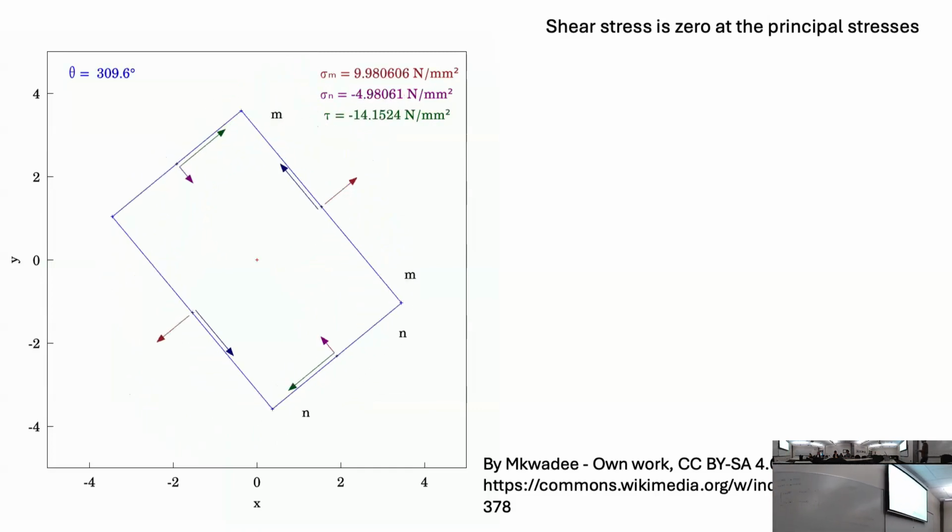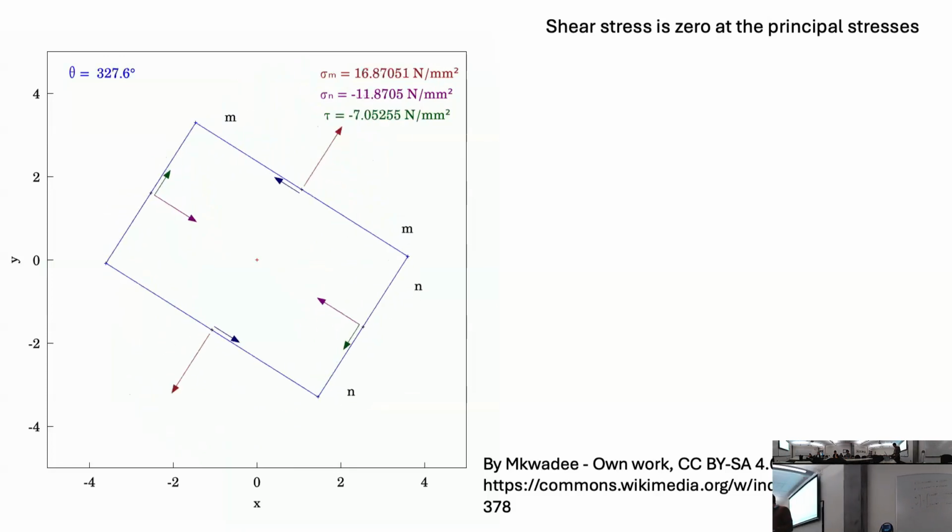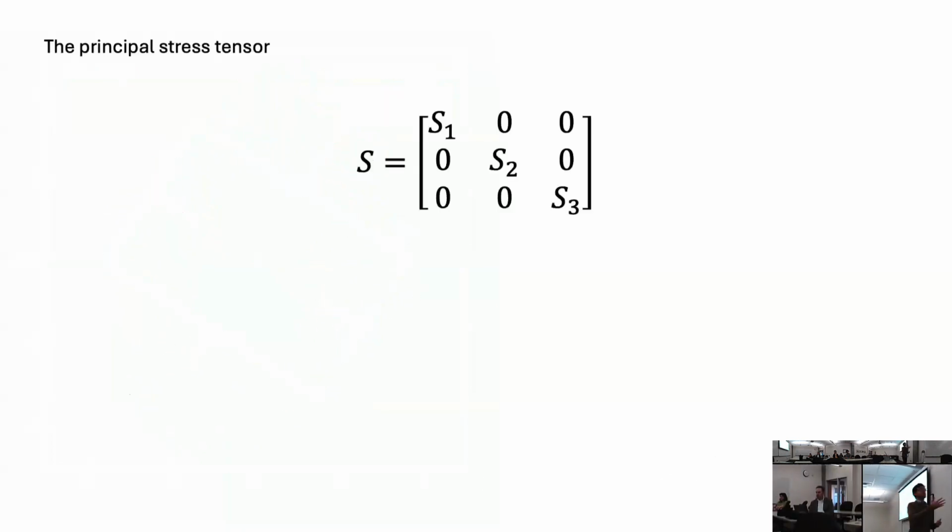And that means that the stress tensor then looks like this. There are 3 normal stresses and 0 shear stresses. This is the principal stress tensor. And once we have that, before I click go, what is the relevance of the principal stress tensor? Why is this useful? Can you think about what might be useful about this?